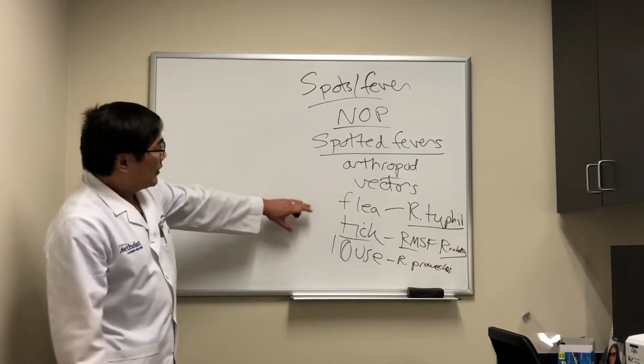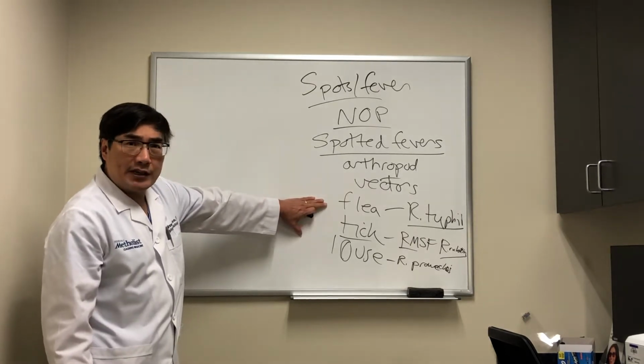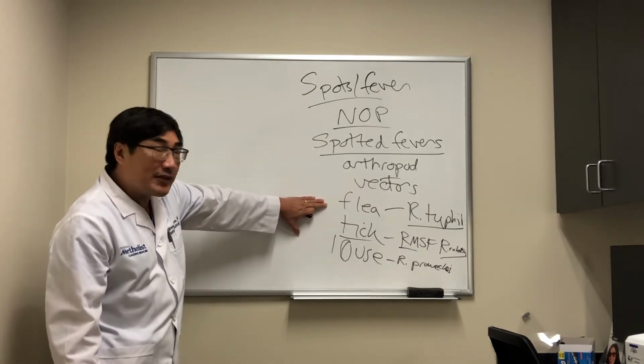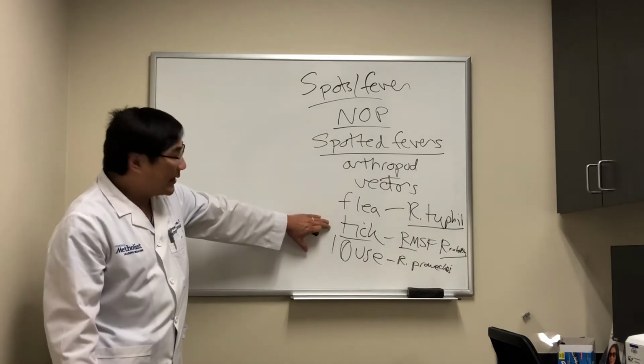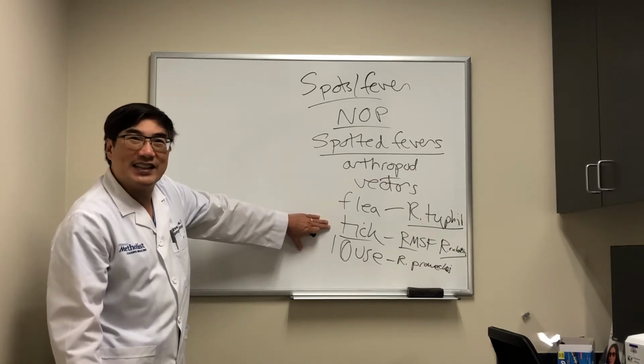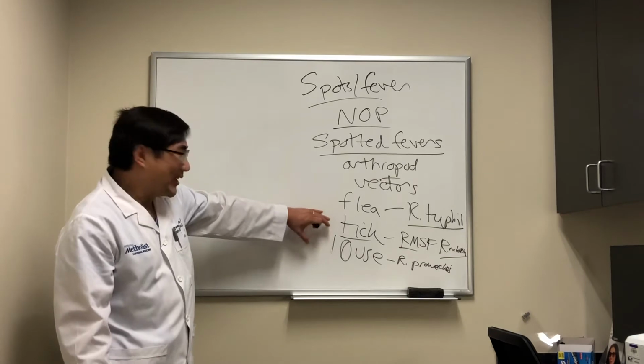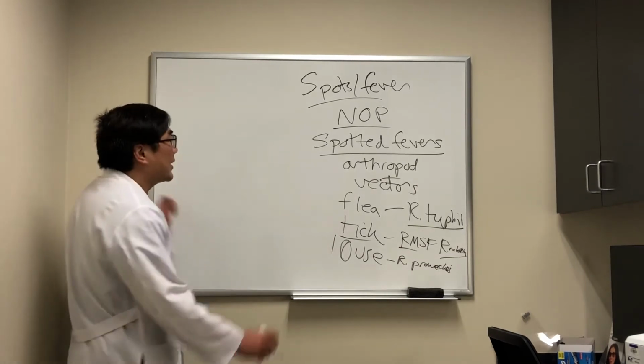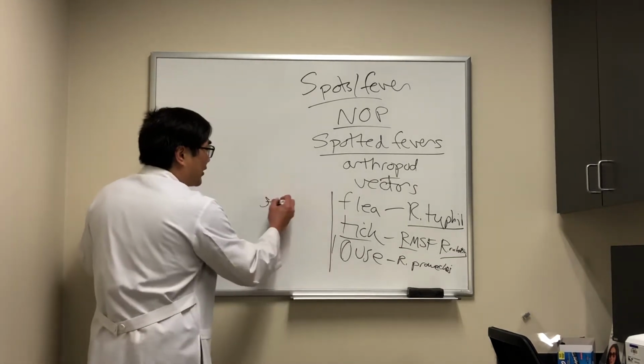So Rickettsia typhi is the one we see here in Houston. It's like the city version of it because of the flea and pets. And then the country version of it is the tick one, hiking, biking, walking your dog in the woods. These are all tested by serologies.